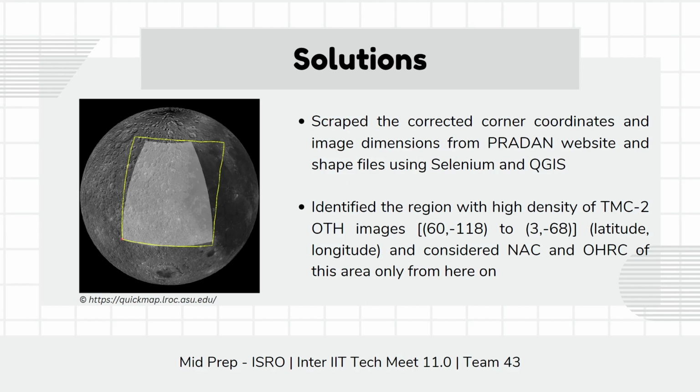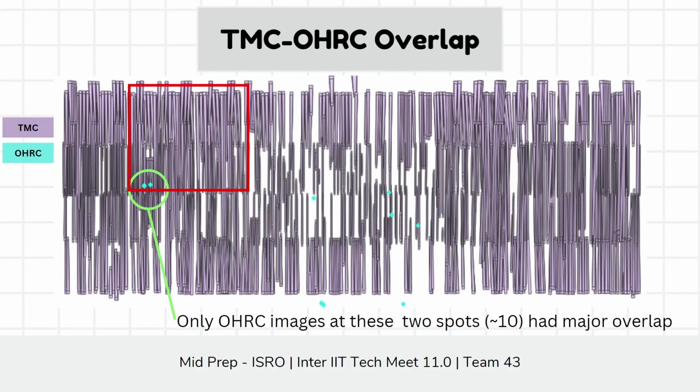We decided to focus on a smaller region of the moon with a high density of TMC images as shown. QGIS was used to create this display of auto-rectified TMC images. Roughly, the region we selected, as mentioned in the previous slide, has been shown. As you can see, only a few OHRC images overlap with the TMC images. We did not think this would provide sufficient data, so we decided to use NAC images.